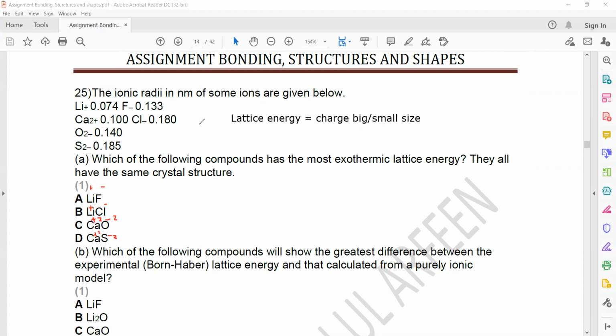And the size should be small. So when calcium is the same, when we compare oxygen with sulfur, oxygen is smaller in size, that's why C is the right answer for 25A. Is it clear? Because the lattice energy is the energy released when ions in the gaseous state form a compound, and it is exothermic. Higher exothermic when ions are smaller in size and they have a greater charge.